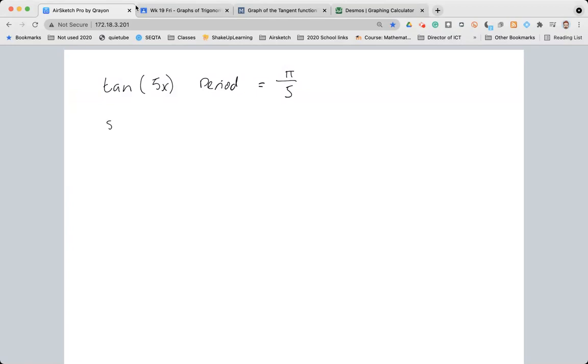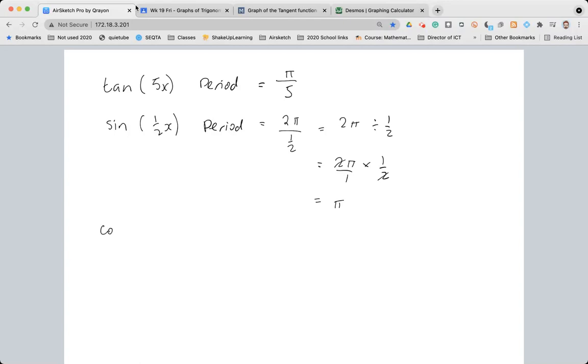If I had the sine of a half x, then the period, it's a bit trickier to work out, but it's not too bad, is 2 pi, and then I divide it by a half. And that's the same as multiplying it by 2 over 1. I'll put 2 pi over 1 so it's clear here. The 2's cancel out and I'm left with pi. So the period for sine of half x is equal to pi.